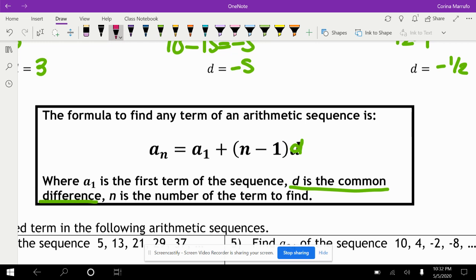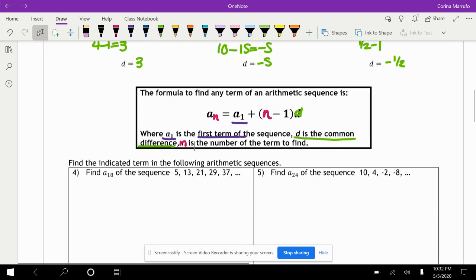N stands for any number. It says n is the number of the term to find. So if you want to find the first number in the sequence, that's what n stands for, you use a 1. If you want to find the 10th term in the sequence, so the 10th number in the sequence, that means n is 10. And then a sub 1 just means that's the first number. a sub 1 is the first term of the sequence. So it seems kind of complicated, but it's not too bad.